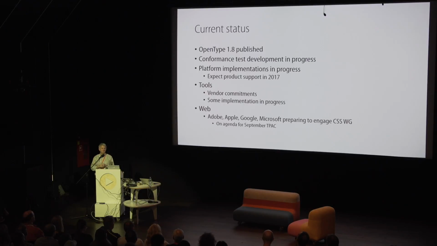And you can expect to see product releases beginning next year that will be supporting variations. I mentioned in Windows, we've got a little preview of functionality in the Windows 10 anniversary update. We're committed to Windows releases, updates in 2017. We're also working on adding support in the VTT hinting tool for supporting variations. Other tool vendors are committed to supporting this or are already doing work in progress.